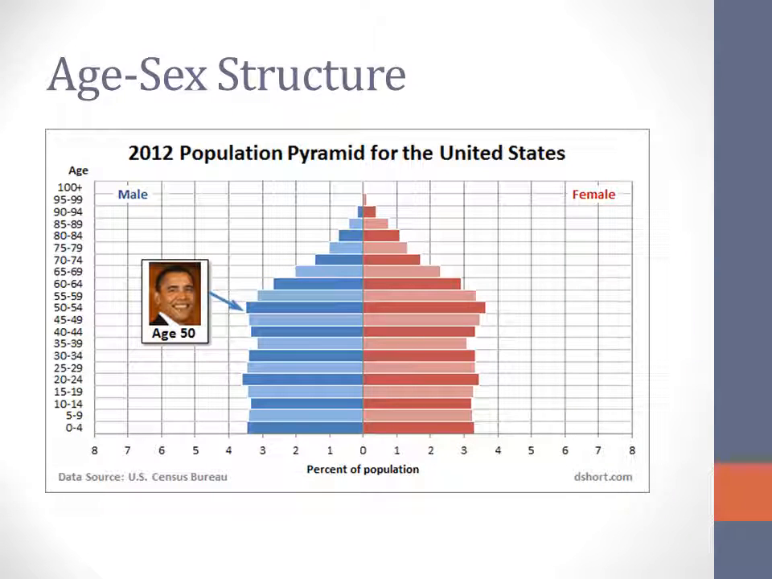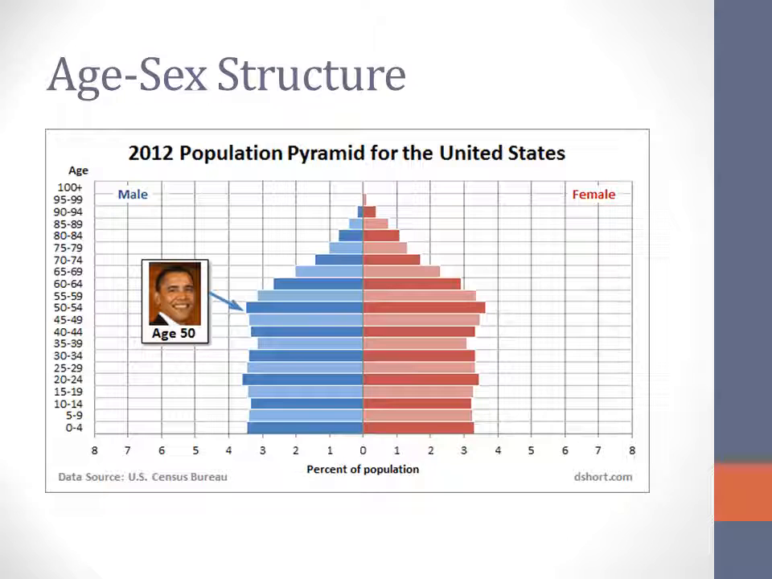So let's now move on to discuss how changes in birth rates, death rates, and fertility have an impact on a nation's age and sex structure, and what this means for future growth, the workforce, and the ability to care for the changing population. This graph shows the age and sex structure for the United States in the year 2012.